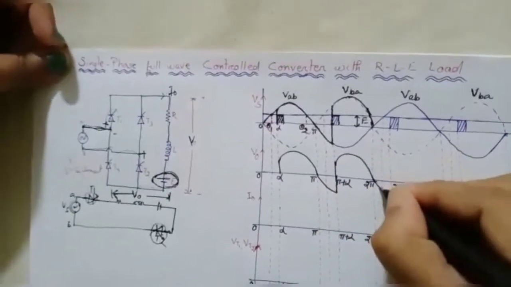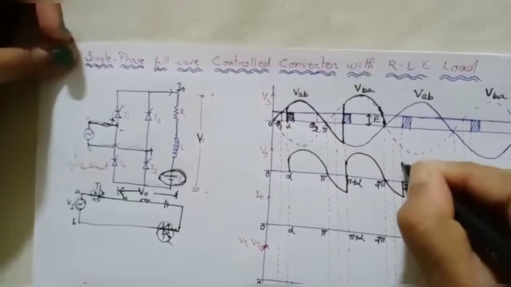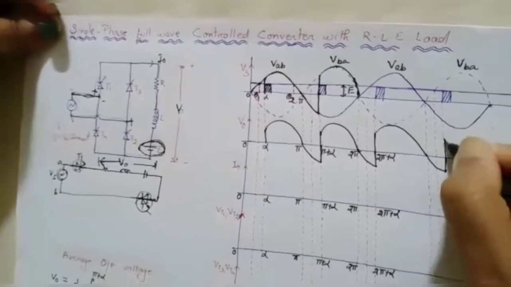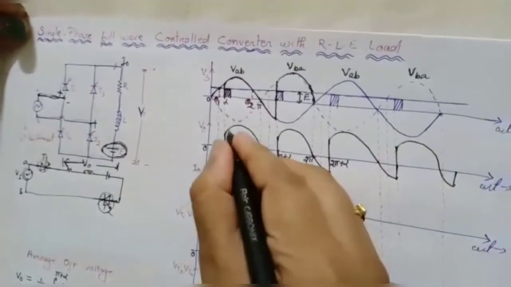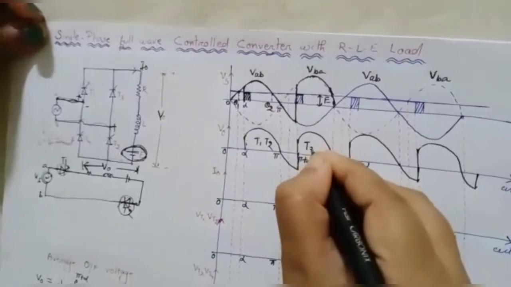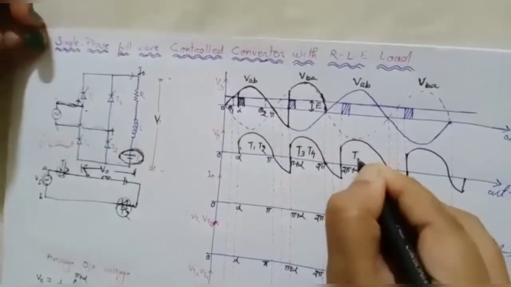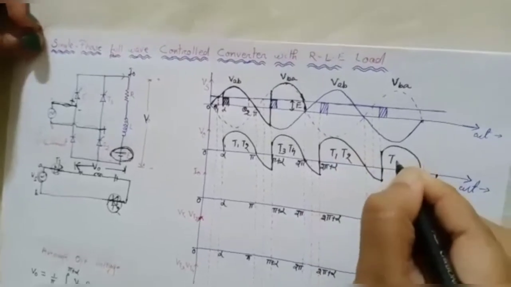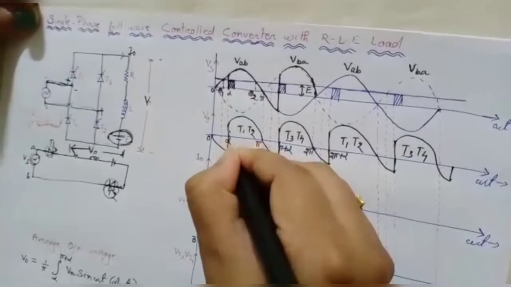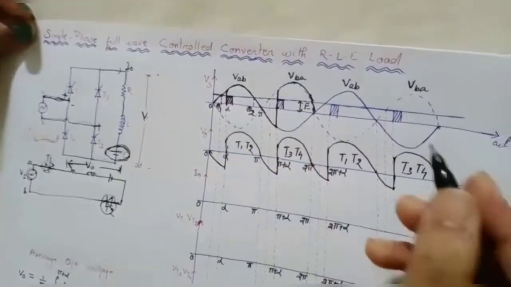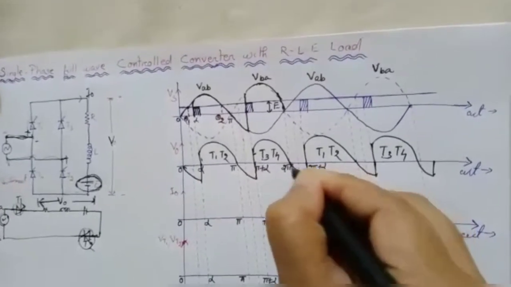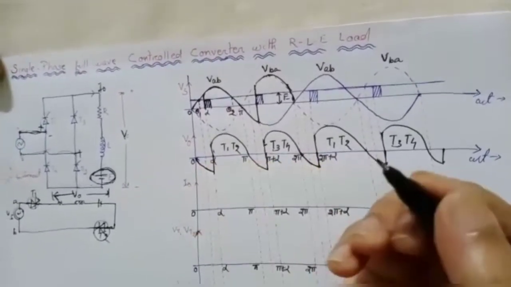Again we have to assume the inductor will release its energy up to the next triggering pulse, and again the next one like this. This is the waveform for the output voltage. This portion of the waveform is obtained due to T1 T2 turning on. Again here it is T3 T4, then T1 T2, then T3 T4 and so on. The initial portion must be like this. Assume continuous conduction, so T3 and T4 were conducting before, and this is the mirror image of this one.